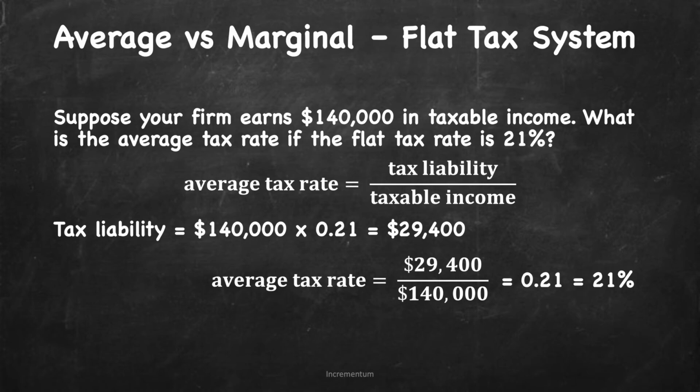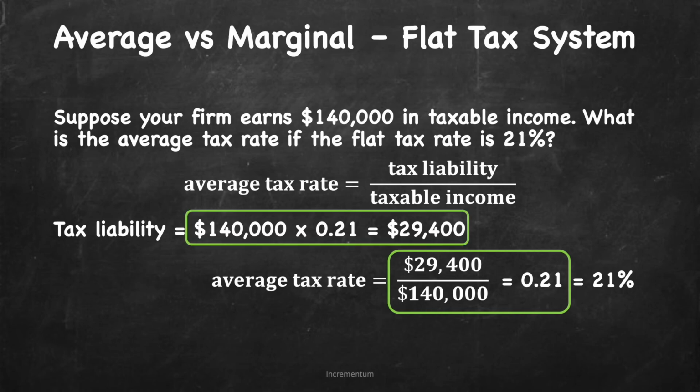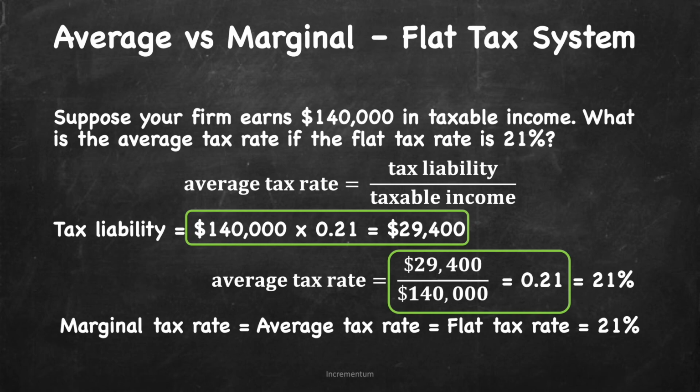That really shouldn't be a surprise because the way that we calculated the average tax rate here is just a different algebraic representation of the way that we calculated our tax liability. They're actually the same equation, but the top one is solved for the tax liability, whereas the bottom one is solved for the tax rate. If we were to ask the question, what is the marginal tax rate if the flat tax rate is 21%? The marginal tax rate would also be 21%, because if we earned one more dollar of income, that extra dollar would still be taxed at 21%. So in a flat tax system, the marginal tax rate, the average tax rate, and the flat tax rate are all the same. And in this case, that's 21%.